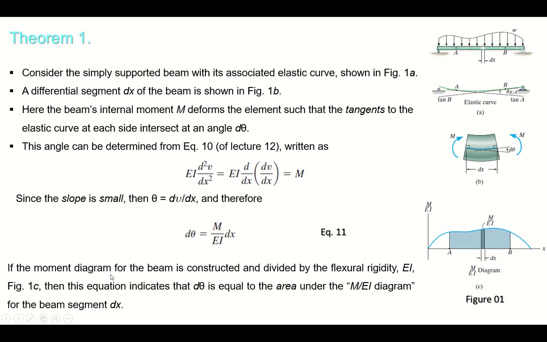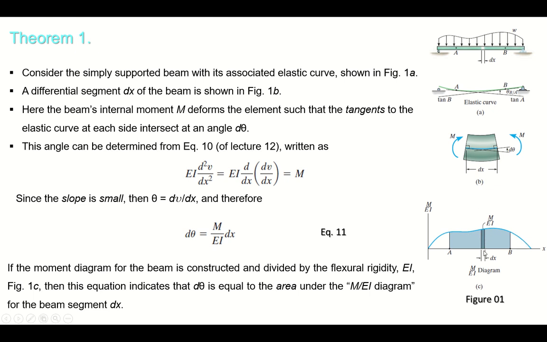Now if the moment diagram for the beam is constructed and divided by the flexural rigidity, that is, if you construct a bending moment diagram, you get the values of M, and you divide the values by EI, you will get a bending moment diagram where the values are in terms of M over EI, which can be seen here. So this is your x-axis, which shows the length of the beam, and this is your y-axis which shows the values of M over EI, right? So this is the bending moment diagram, but the value of bending moment is in terms of M over EI.